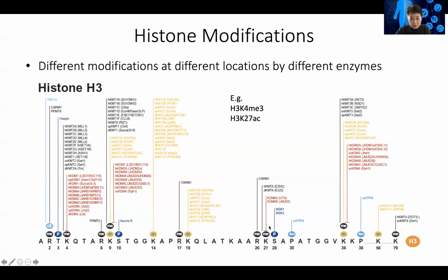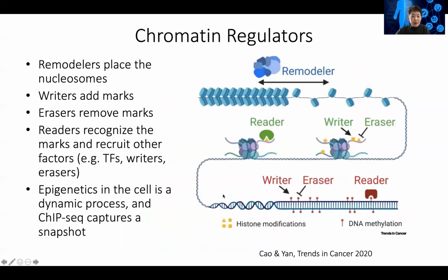You can see if there is a stop sign in here, that means it's a lysine demethylase. Whereas if it's black, it means it's a writer in here. And also in this case, it's an H3 lysine 36 writer, called lysine methyltransferase at this location, which will add the mark. You can see it's a very complicated mechanism. There are many, many writers, many, many erasers, and many, many readers, which add and remove these histone marks.